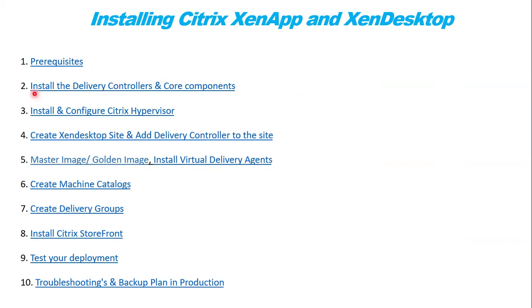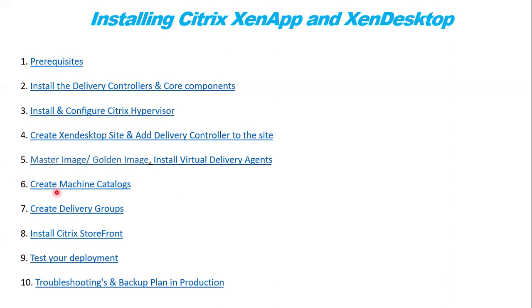From tomorrow onwards, we will install the delivery controller and configure the core components. We will start practicals from tomorrow onwards. In the third one, I will let you know how to configure the Citrix hypervisor. Then we will create our first Citrix site and add a single delivery controller to that site. In the fifth one, I will let you know how to create the master images or golden images and how to install the virtual delivery agents, all with practicals only.